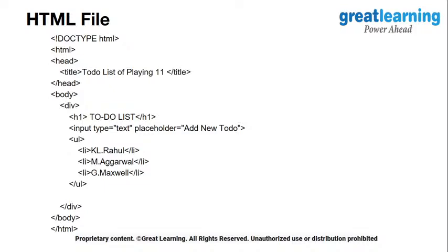Now you want to change the text color of this heading one, that is to-do list. Similarly, you want to do the same for the LIs that are present in the unordered list, right? These are list items: KL Rahul, Mayank Agarwal, Glenn Maxwell. You want to change the content of all these.